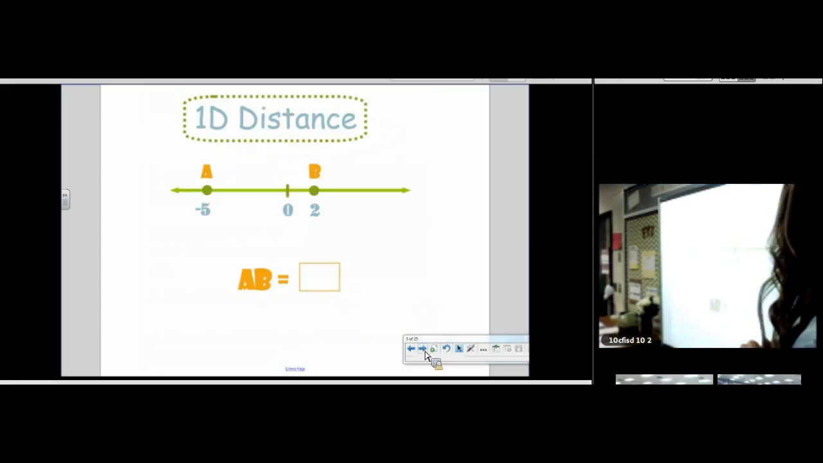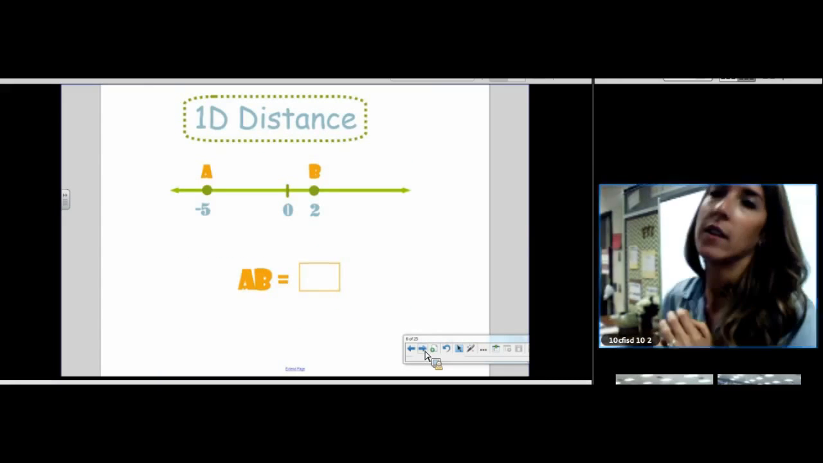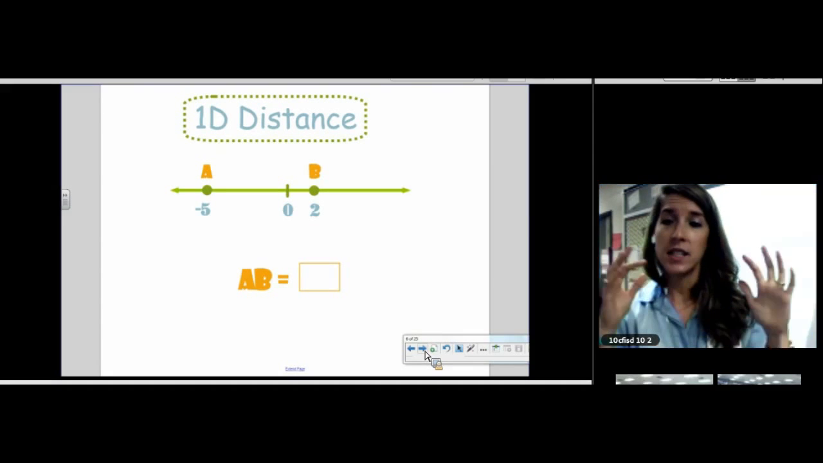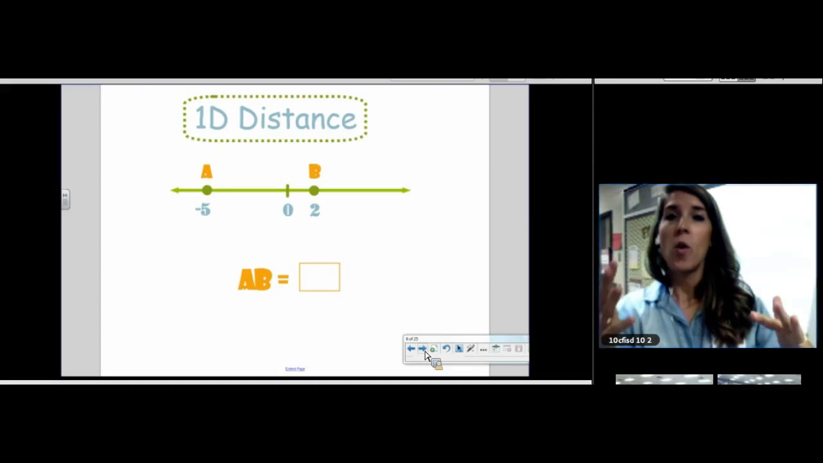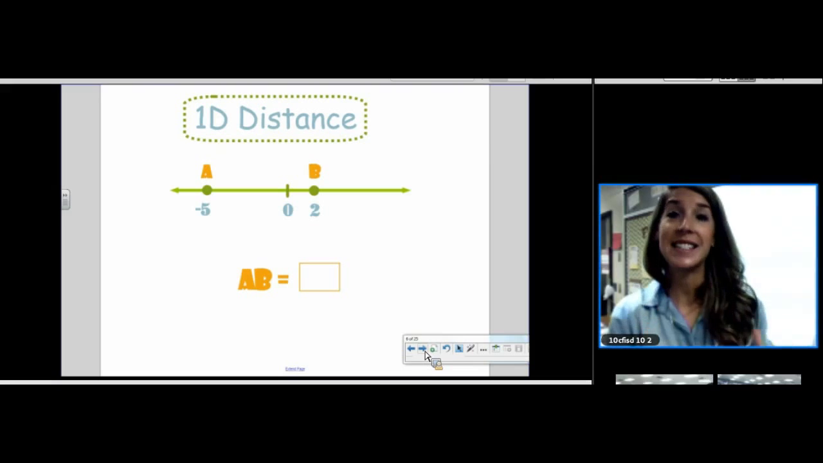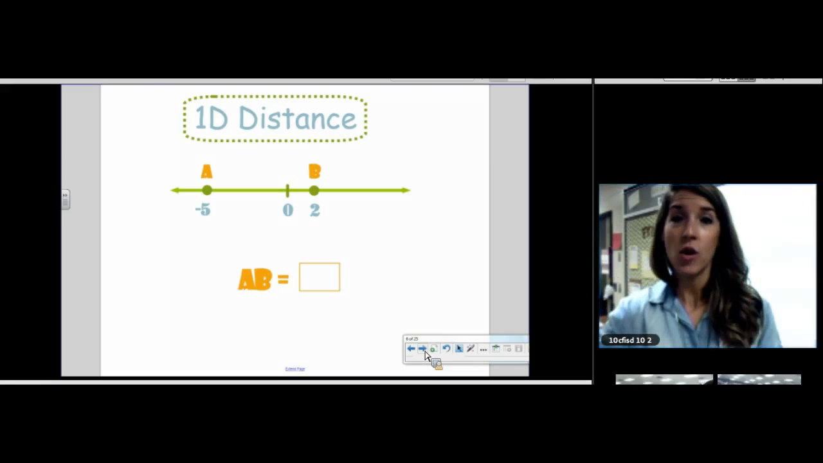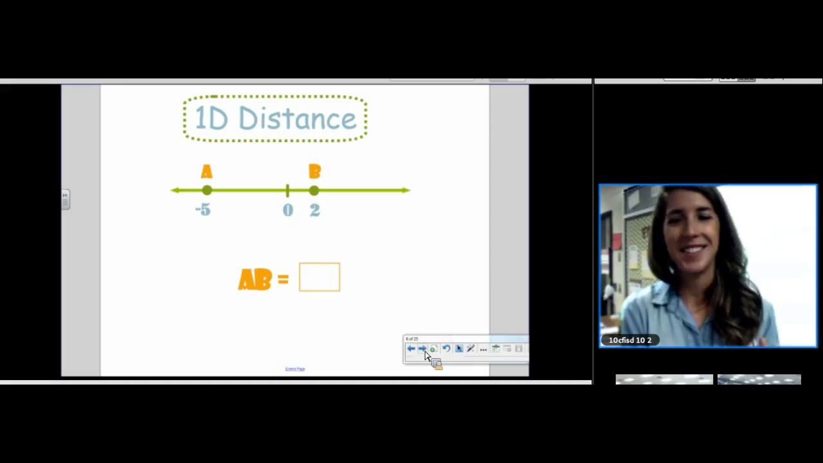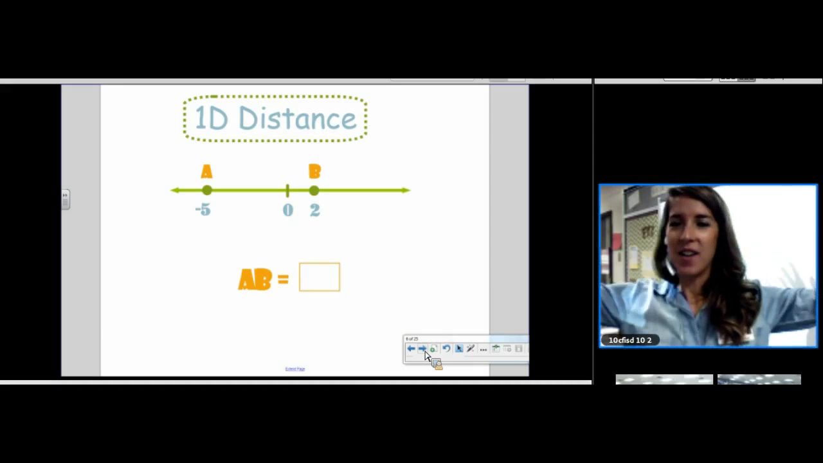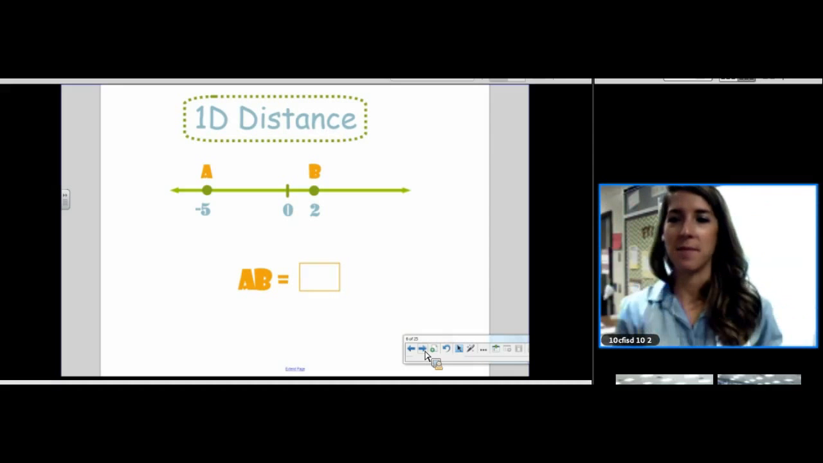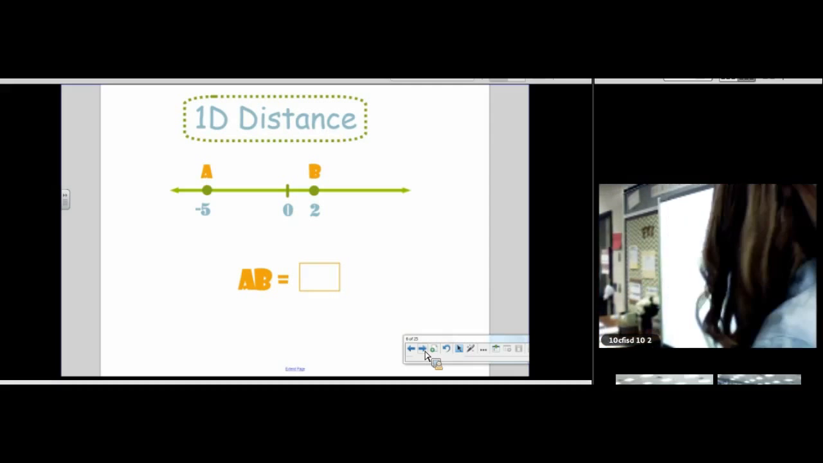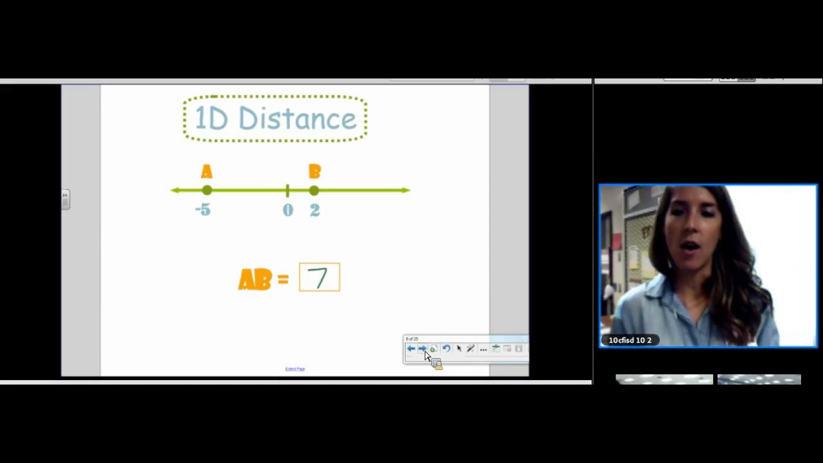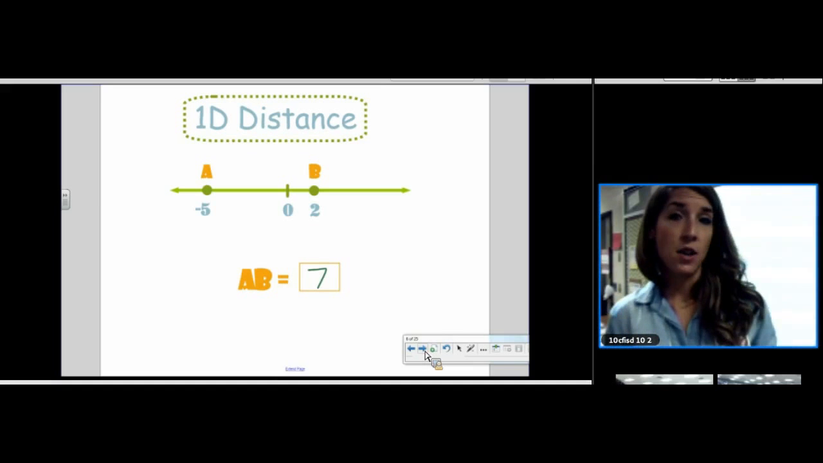All right. First, let's make sure that we can find the distance between 2 points on a number line, because to be able to find that distance will help us go into finding the distance on a 2D coordinate plane. So let's do 1D before we do 2D. And you're saying it already. All right, yell it out. What is the distance from A to B? Yes, you're right. It is 7 units.